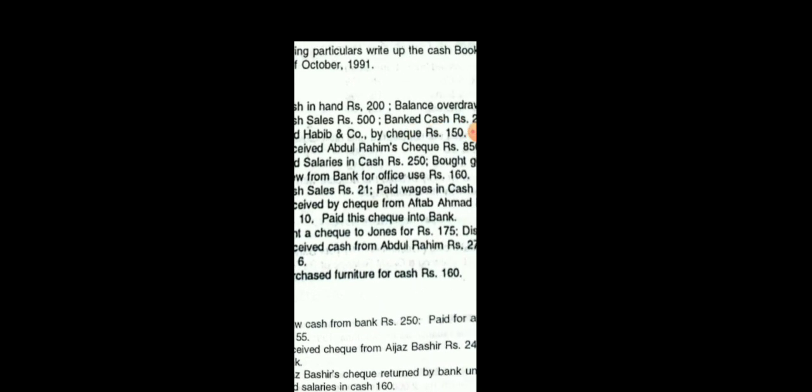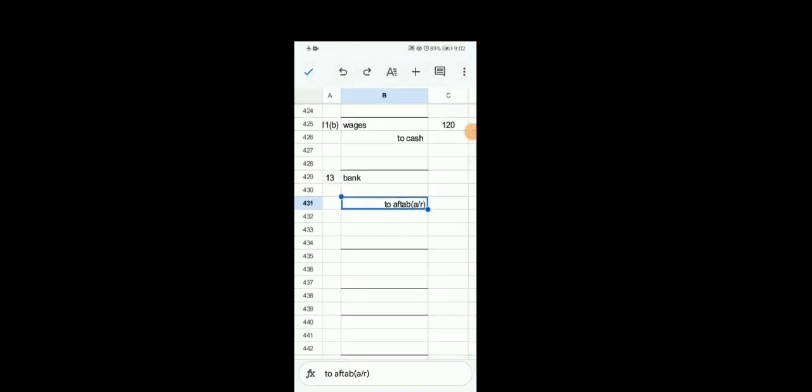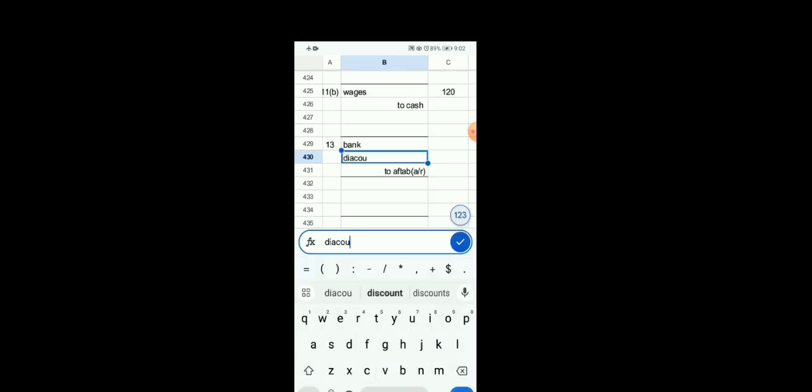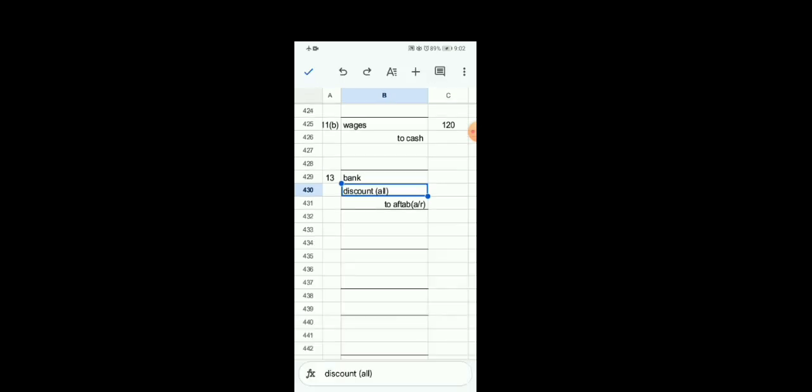But there is a third aspect mentioned in this entry, and that is, beside 360, it has been written that there is a discount. Now who will decide that there would be a discount? Since we are receiving the amount, we have the authority to allow our debtor to pay less or more. Since we are permitting the debtor to pay less, the discount at this stage is discount allowed. In this way, our entry has been completed.